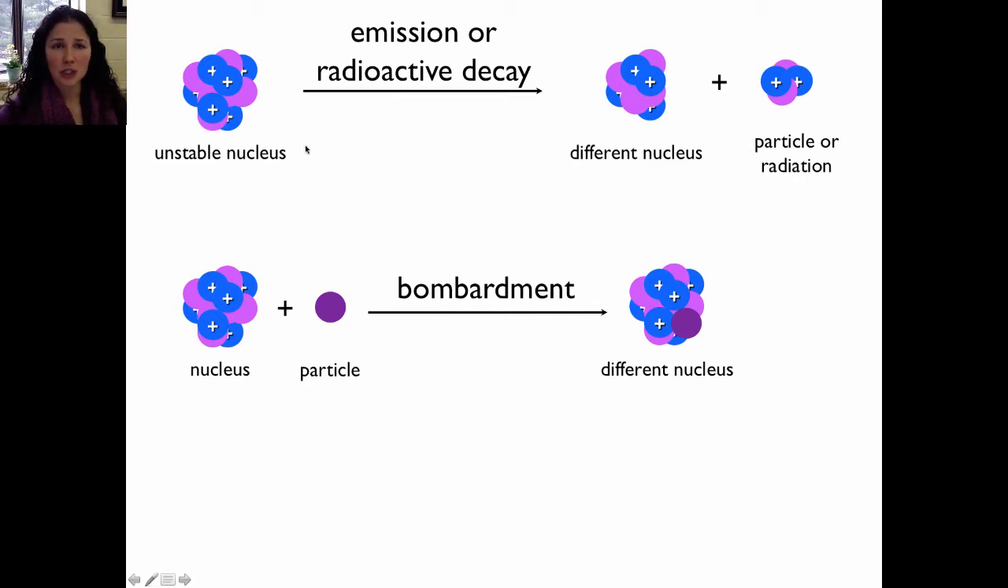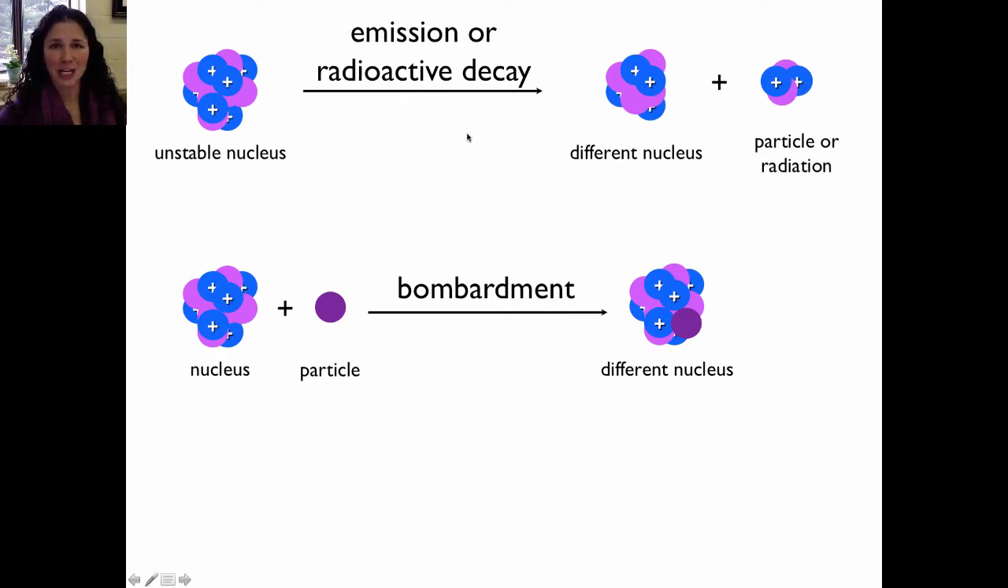This is called emission because when the unstable nucleus decays or breaks down, it emits this particle of radiation. Or it's sometimes called decay or disintegration because the larger nucleus can decay into a different nucleus, usually smaller, but not always. So one kind of nuclear reaction is called emission or decay, and those two terms are used interchangeably.